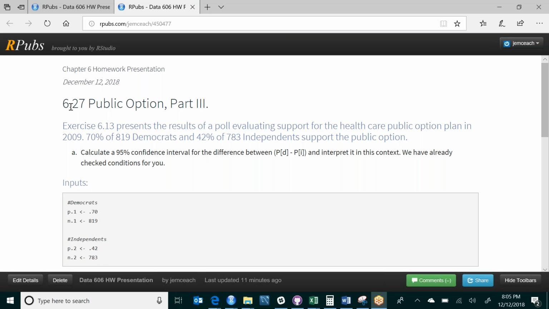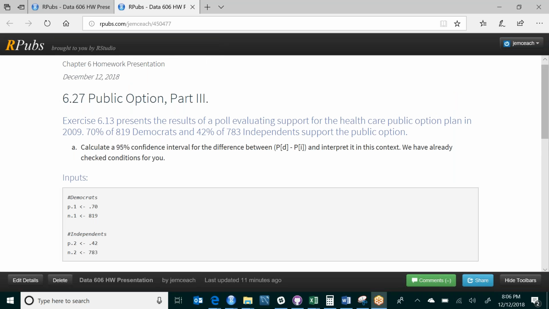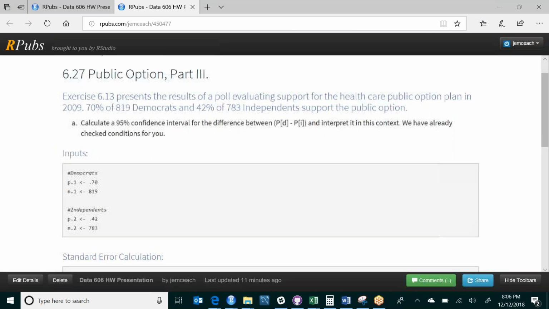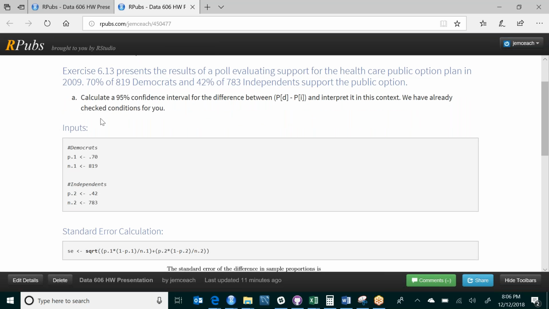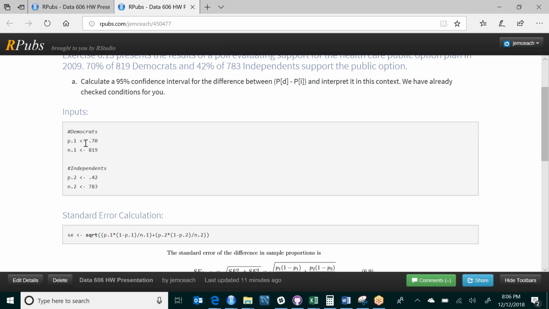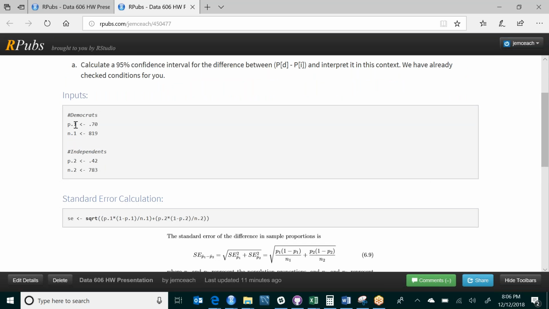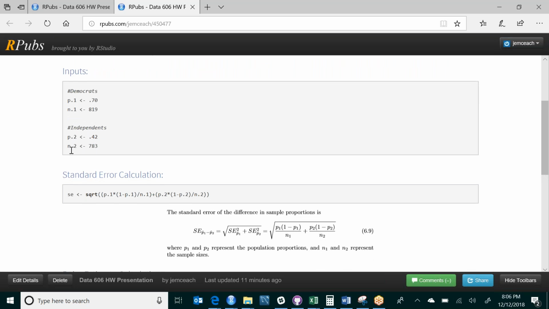I chose to look at Chapter 6, question 27 on public opinion. This is part 3 of a 3-part question series. They're looking at poll data in support of public healthcare options. In 2009, 70% of Democrats sampled and 42% of independents supported this. I inputted this data into variables, P1 for Democrats and P2 for independents, with N1 and N2 following the same pattern.